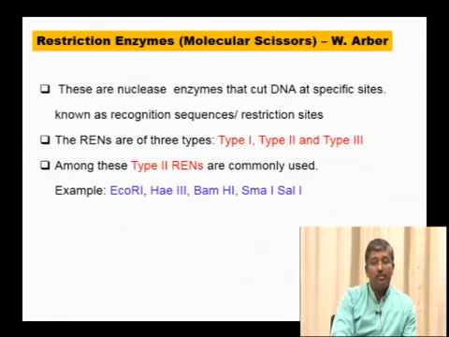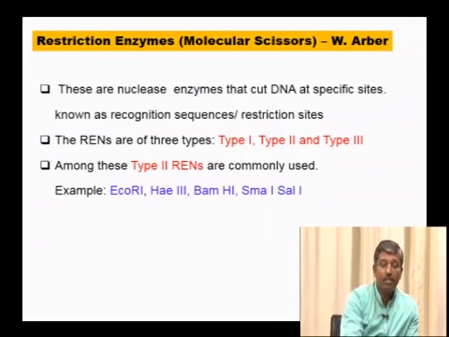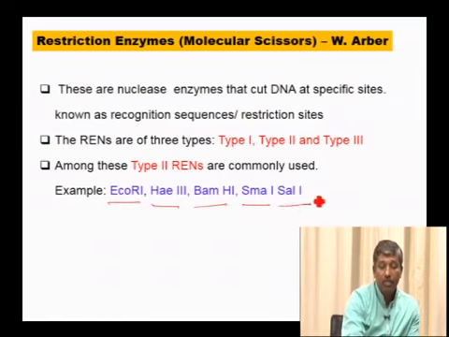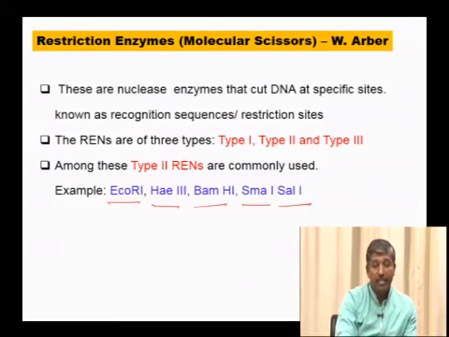Restriction enzymes, commonly called molecular scissors, were discovered by Werner Arber, and these restriction enzymes are of three types: type 1, type 2, type 3. Among these, type 2 are most commonly used because they cut the DNA within the recognition sites. These recognition sites are generally termed palindromic sequences. Some examples of type 2 restriction enzymes include EcoRI, HaeIII, BamHI, SmaI, SalI. They are all isolated from bacteria like Escherichia coli, Haemophilus aegyptius, Bacillus liquefaciens, then Streptomyces albus, etc.